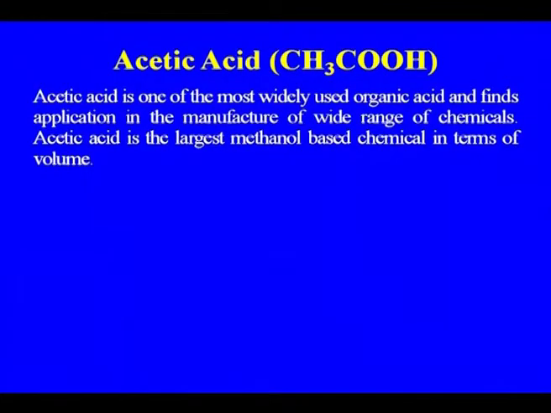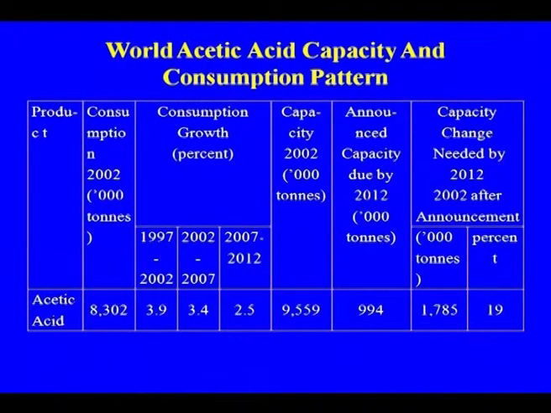Another important outlet for the use of the synthesis gas is acetic acid, which is one of the most widely used organic acids and finds application in the manufacture of a wide range of chemicals. Acetic acid is the largest methanol based chemical in terms of volume, because we are making acetic acid either from the methanol route, or from the ethanol route also. So, these are the consumption and the global consumption growth of the acetic acid.